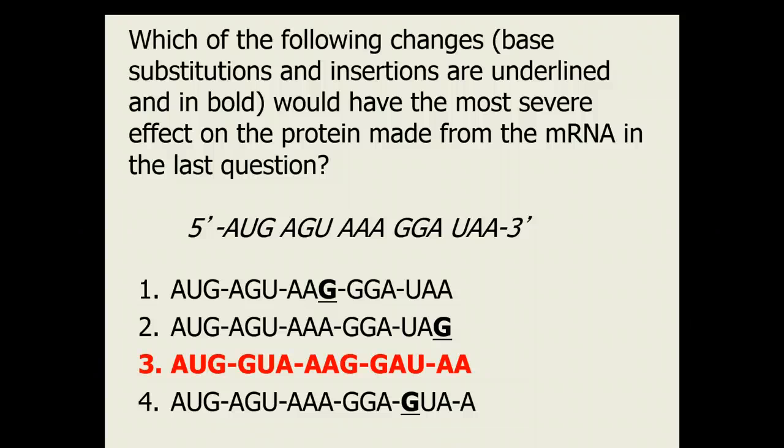Without knowing the translations at all, the third position, as we're going to learn, is the wobble position, and that would have the least impact on the sequence. Most likely, without looking at the table, this would not change the amino acid, but obviously having a deletion certainly would cause that protein not to be functional.